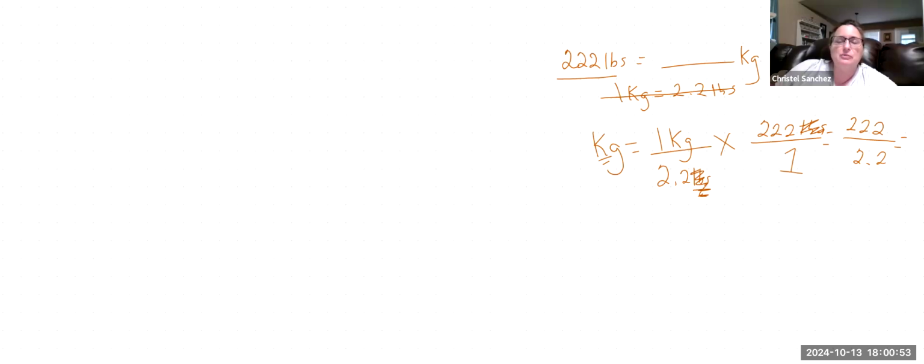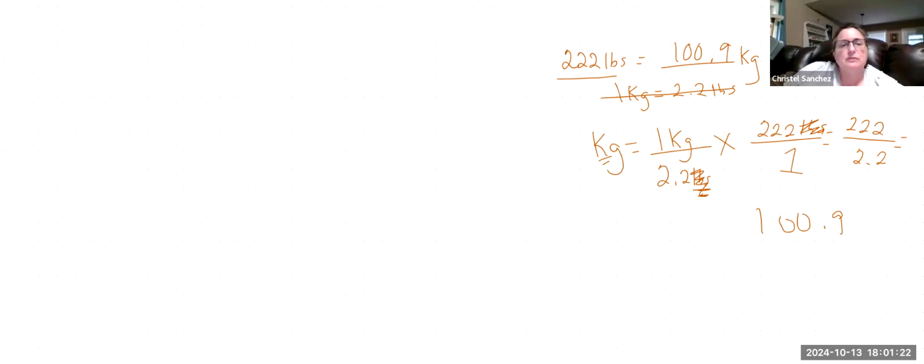So now what am I going to do? I'm going to divide that 222 by 2.2, and we're going to get 100.9. So our patient's weight in kilograms would be 100.9. Yeah, there are actually 3 whole chapters, y'all, on converting between units.